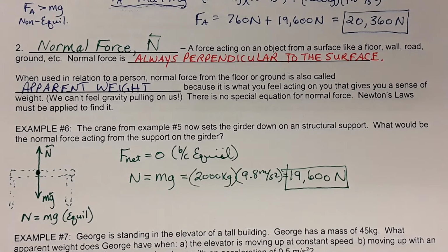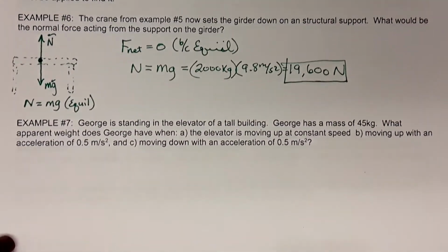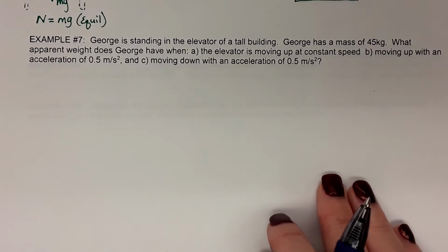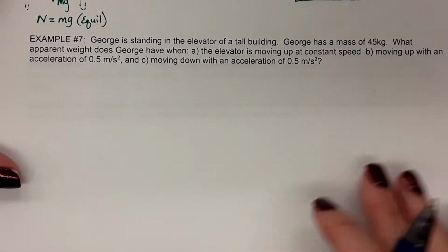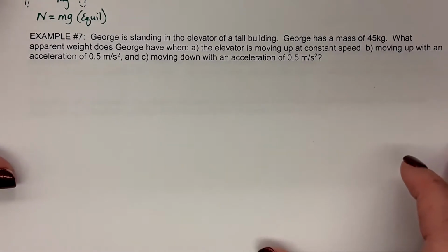So the normal force acting up on you from a surface is called your apparent weight because that's what gives you your sense of heaviness, your sense of weight. Now, it's not your true weight, so that means it can change value, because your gravity, your weight from Earth, always stays constant when it's acting on you. But normal force can change value. And that's what we're going to be looking at today. So let's take a look at apparent weight of a person and how it can change relative to your true weight.